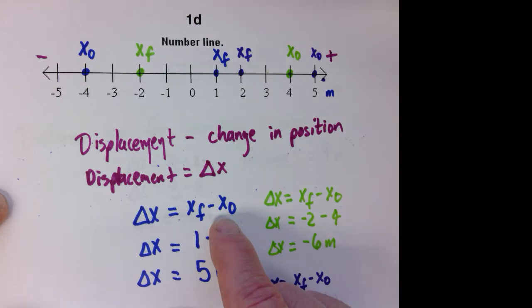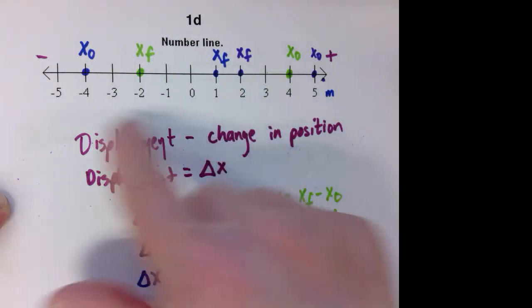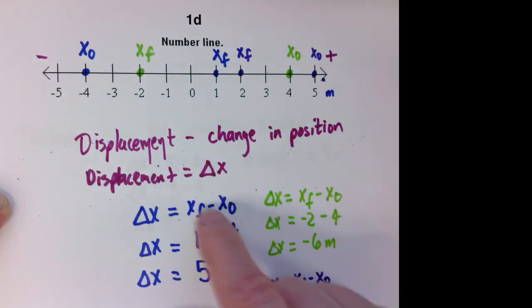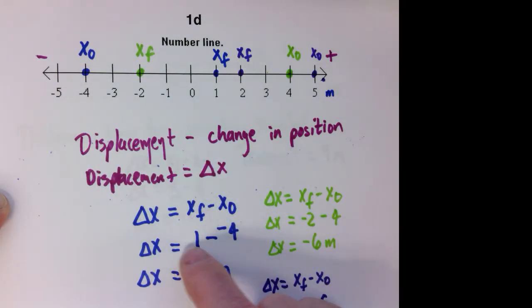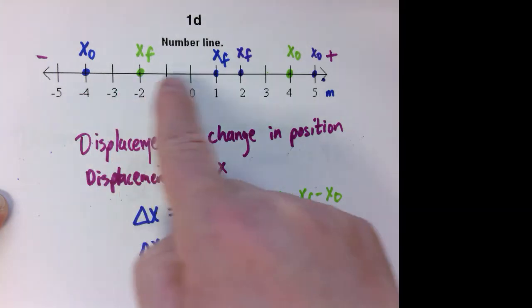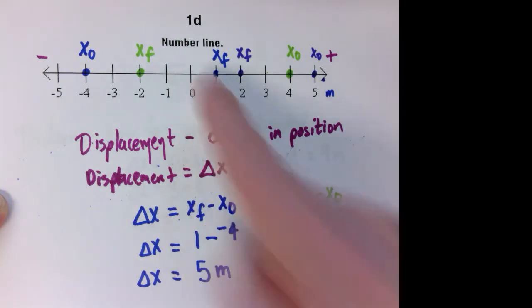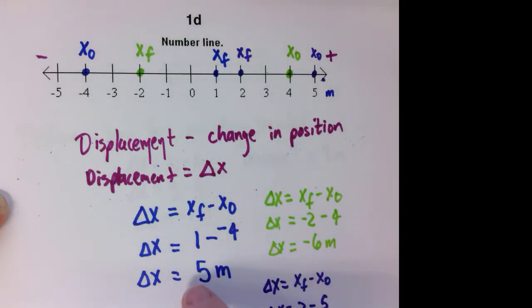So let's consider the blue point up above, which would be this one. We have a final position of +1. We have initial position of -4. So our final is +1 minus a -4 means our change in position, our displacement, is +5 meters. Let's see if that rings true. 1, 2, 3, 4, 5. And the change is in the positive direction. So in this sense, displacement has a magnitude, 5, and a direction, which is positive.